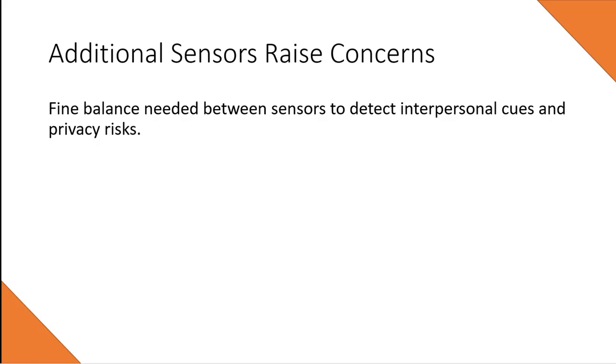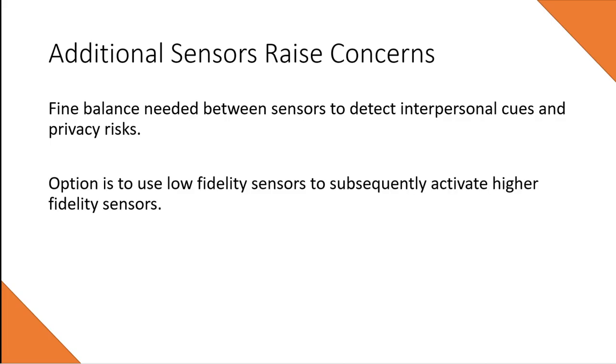To use interpersonal cues as privacy controls, you need a sensor to be able to measure these controls, a sensor which in and of itself raises additional privacy concerns. There is a fine balance to strike between measuring interpersonal cues and not creating additional risks. Options need to be developed that strike this right balance. One way is to use low fidelity sensors that are limited in capabilities to then trigger higher fidelity sensors. So for example, a decibel meter that can only detect volume level used to activate a more sensitive microphone that can process words and commands.